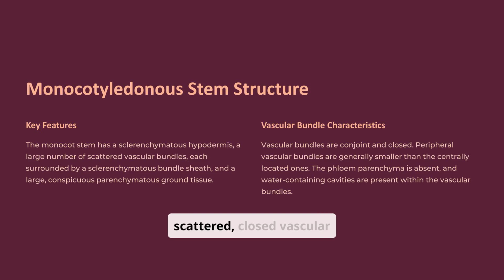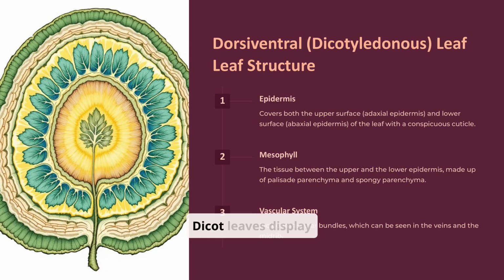Monocot stems have scattered, closed vascular bundles with sheaths, sclerenchymatous hypodermis, and prominent parenchymatous ground tissue. Dicot leaves display an epidermis, mesophyll, palisade and spongy layers, and vascular bundles supporting photosynthesis and transport.